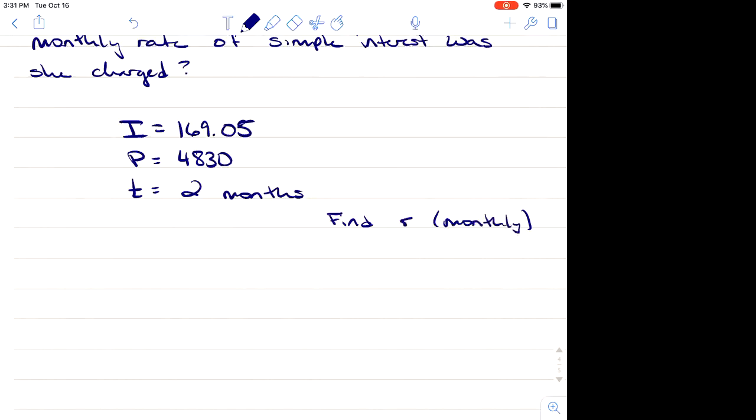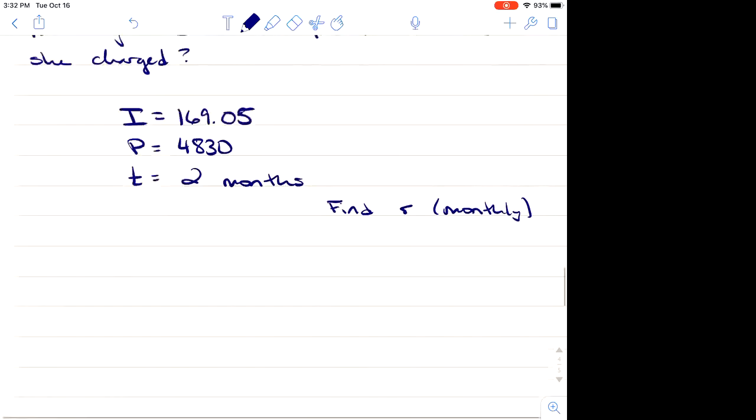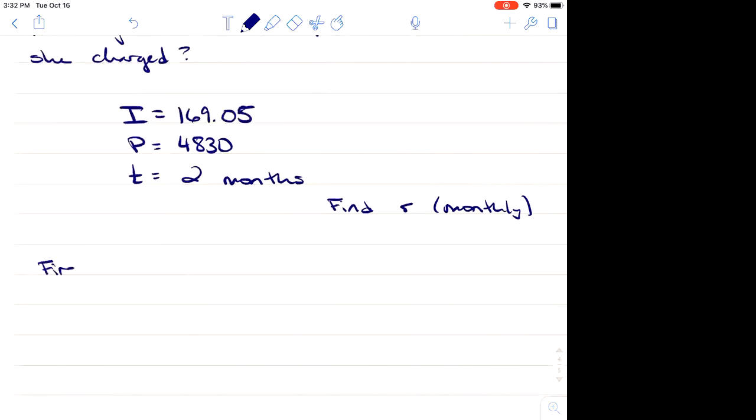So first we have to convert 2 months to years, so we can work with T. Again, I like to convert T to years, then find the rate in years and then convert it to monthly. So I do a lot of back and forth, but I think it's good to just use the same procedure always. Convert to years and then convert back if you have to. So first, we need to convert 2 months to years.